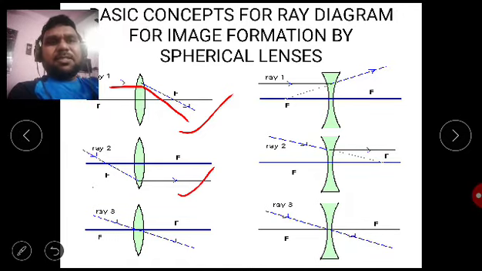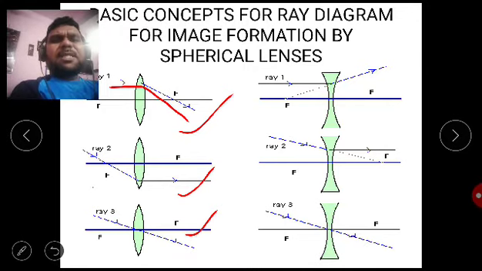And the third case is when a ray of light is traveling through the optical center, what will happen? The ray of light will pass through unobstructed. It will not undergo any sort of deviation. So these three cases are there for the convex lens. All the three cases can be extrapolated in the case of concave lens also.